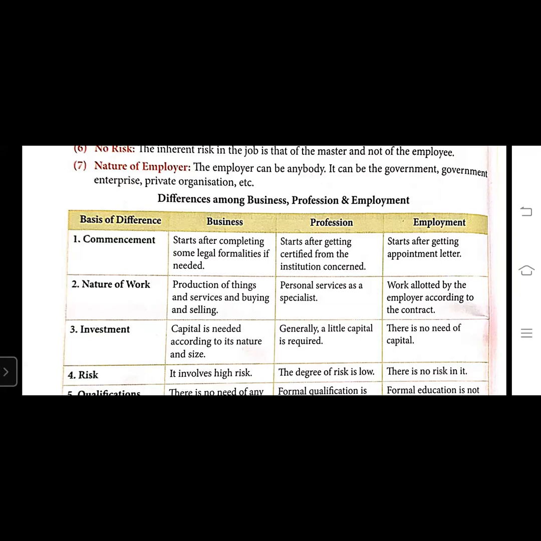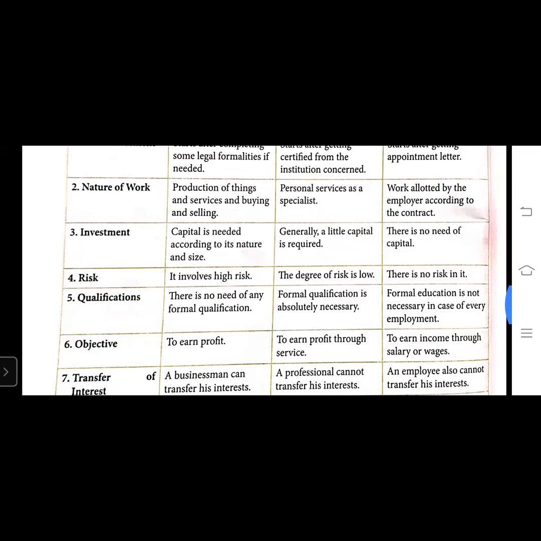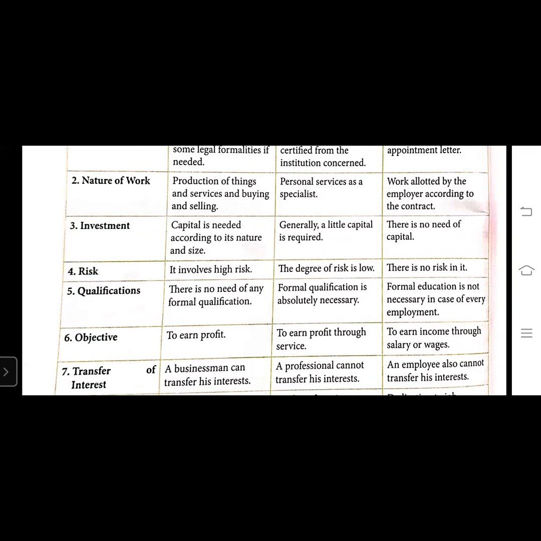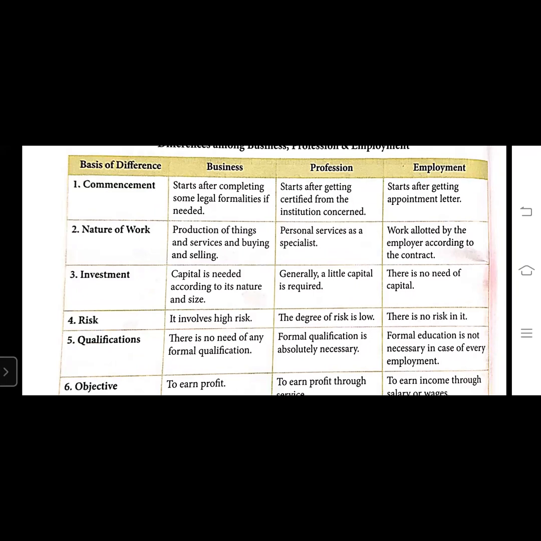The second point is nature of work. In business, production of things and services and buying and selling. In profession, personal services as a specialist, like doctor, lawyer. In employment, work allotted by the employer according to the contract. Third point is investment. In business, capital is needed according to its nature and size. In profession, generally a little capital is required. And in employment, there is no need of capital.